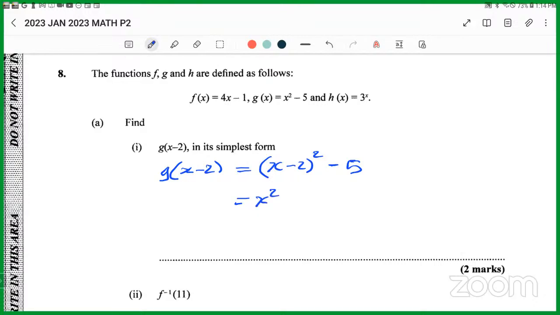Then twice the product of 2. How do we do twice the product again? We multiply these two values, the x and the negative 2. We get negative 2x first. We have to double that. So the middle value is negative 4x, minus 4x is the middle term. And then the second term squared is a 4.